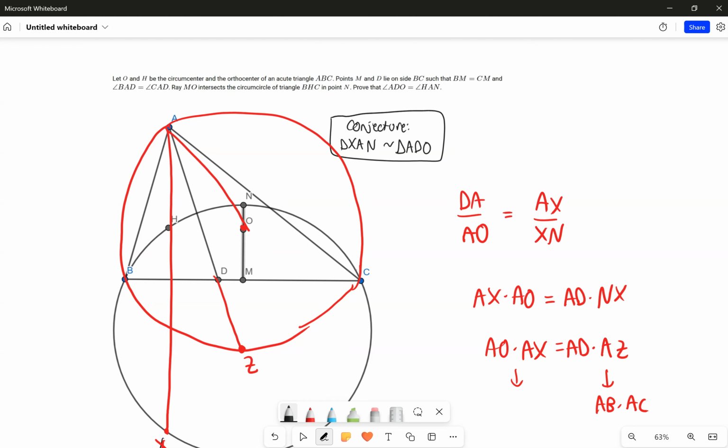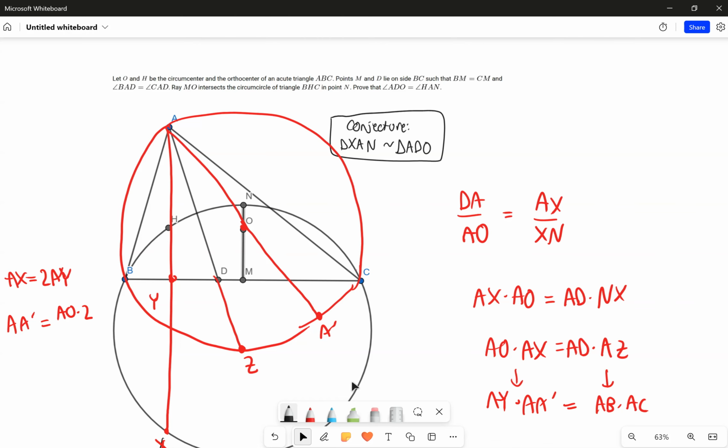And AO times AX, well, we know that X is a reflection, so if we bring this point Y here, then AX is equal to 2AY. And that motivates us to double AO, so we can extend it to this point here, A prime, and then AA prime is equal to AO times 2, which means that AX times AO is equal to AY times AA prime. We want to prove that this is the case here.